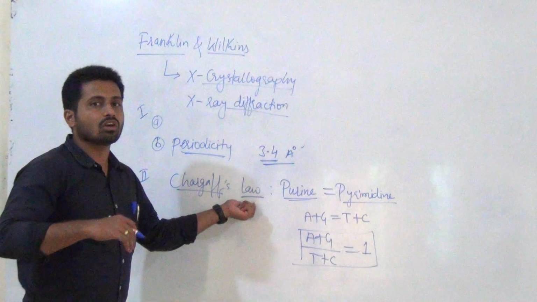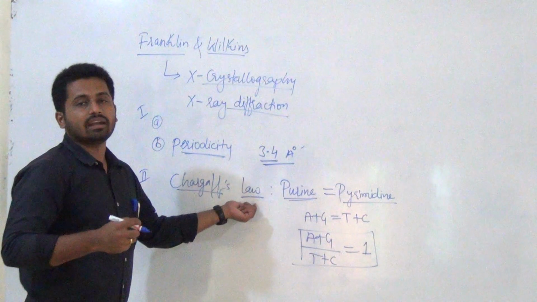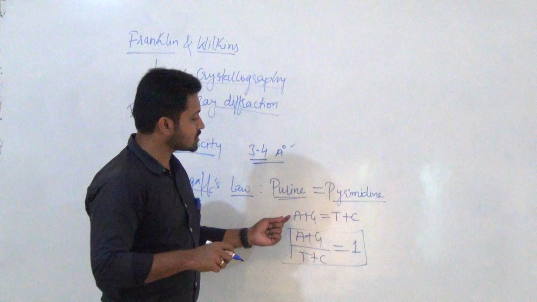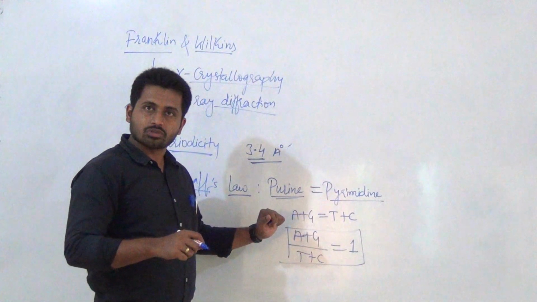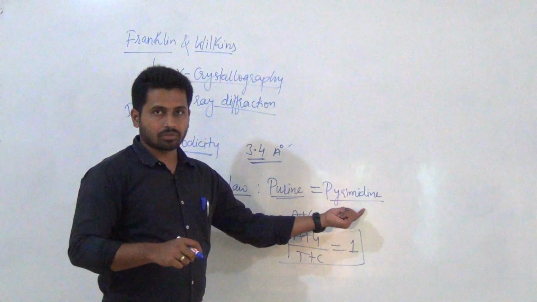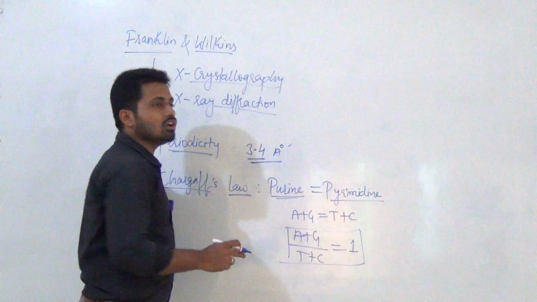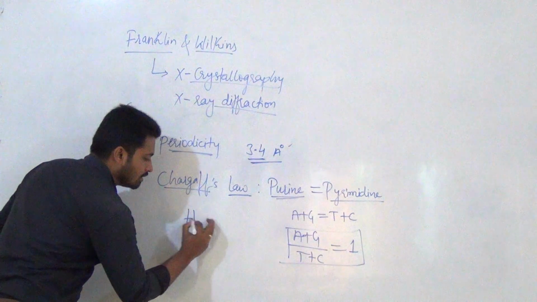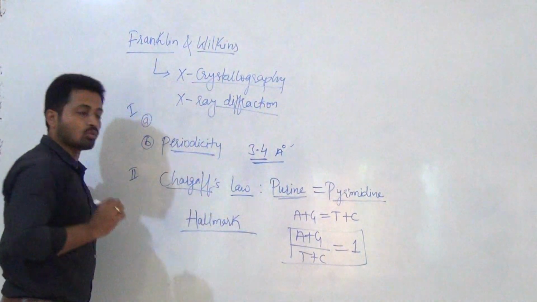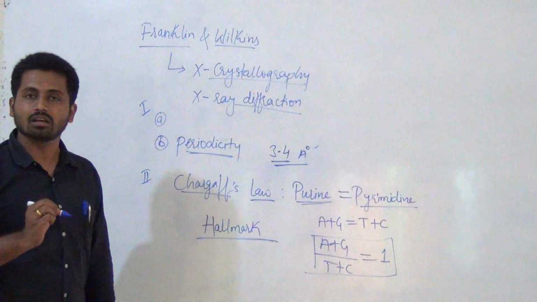From this, what did we get? He told that the concentration of adenine will always be equal to the concentration of thymine. That is one. Or in short you can call it purine is always equal to pyrimidine. Okay. And this was actually the hallmark. Very important word. Hallmark.